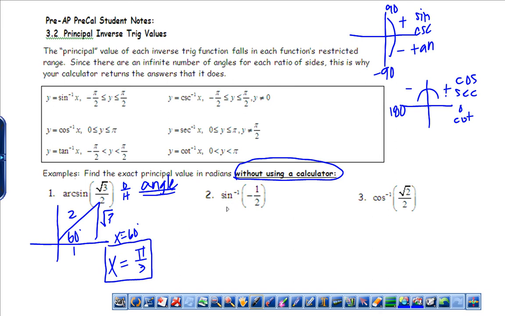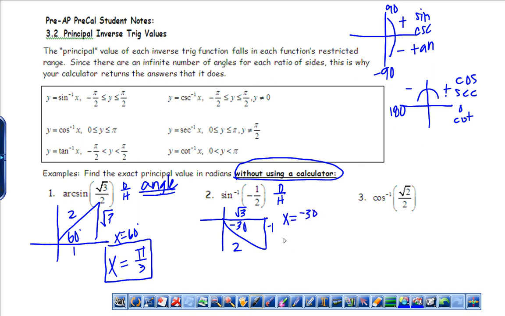Okay, now going to number 2. Arc sine of negative 1/2. Remember, it's your restricted range. Sine is on the side. Your negative is down here in the fourth quadrant. Draw your triangle in the fourth quadrant. Opposite over hypotenuse. This is going to be 1 over 2. Your negative will never be on your hypotenuse. This is going to be a root 3 right here. Because I'm opposite of negative 1, this is going to be a negative 30 degrees. That gives me x equals negative 30.